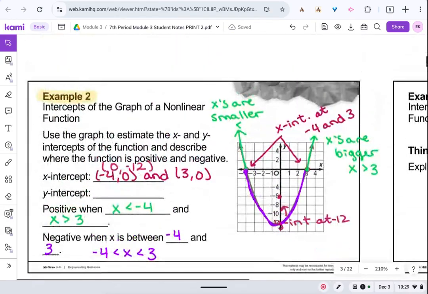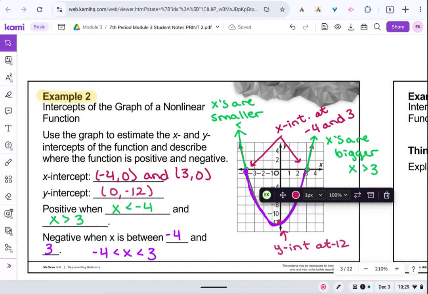All right, that is the last one I want to do that goes with this section.